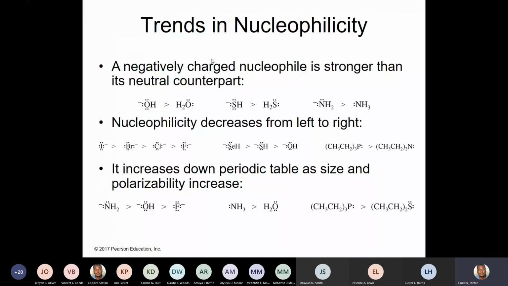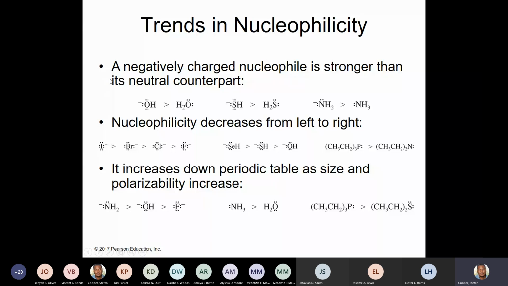Okay, so the next thing is that we want to have a clue about the trends in nucleophilicity. So if I had to rank nucleophiles, what could I do? The first clue is that if a nucleophile is negatively charged versus the neutral component, the negatively charged nucleophile will always be the stronger. So we look at OH minus versus H2O, or SH minus versus H2S, or NH2 minus versus NH3. All of the negatively charged anions are better nucleophiles than their neutral counterparts.